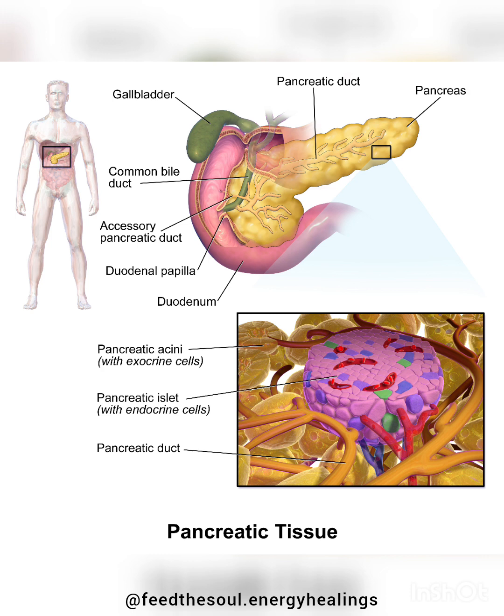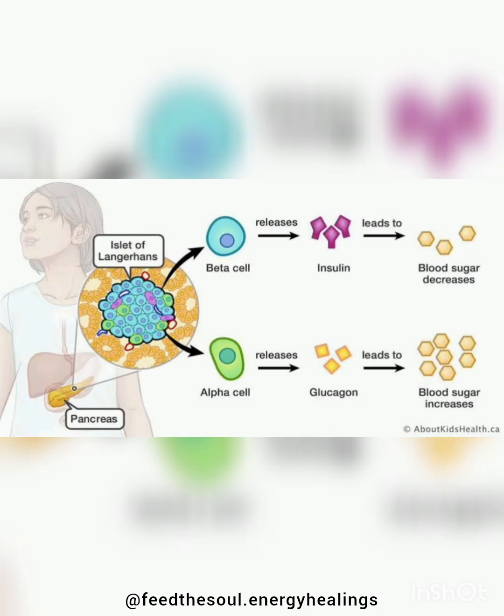Now, the glucagon, which is produced by the alpha cells, is the opposite of insulin. Insulin binds the glucose particles together into what is called glycogen and puts these glycogen molecules into the muscles and into the liver, where they will remain until further required by the body.